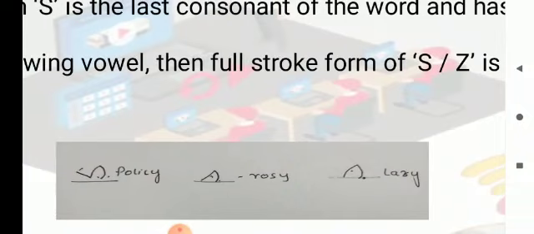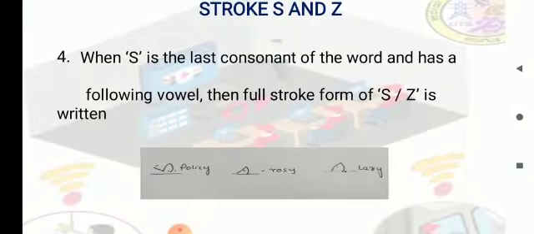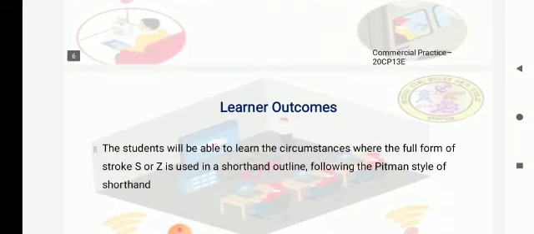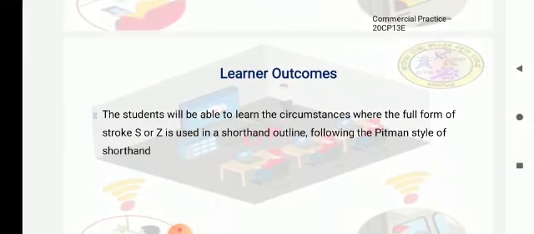If a final S has a following vowel, then you have to write stroke S. Look at the third example, "lazy". After Z there is a third place vowel. To show that vowel, you have to write the full outline. So "rosy", "lazy", "policy": in all these three examples, you see there is a following vowel. So when there is a following vowel, you have to show a place to put the vowel. That is the reason why you have to write the stroke S.